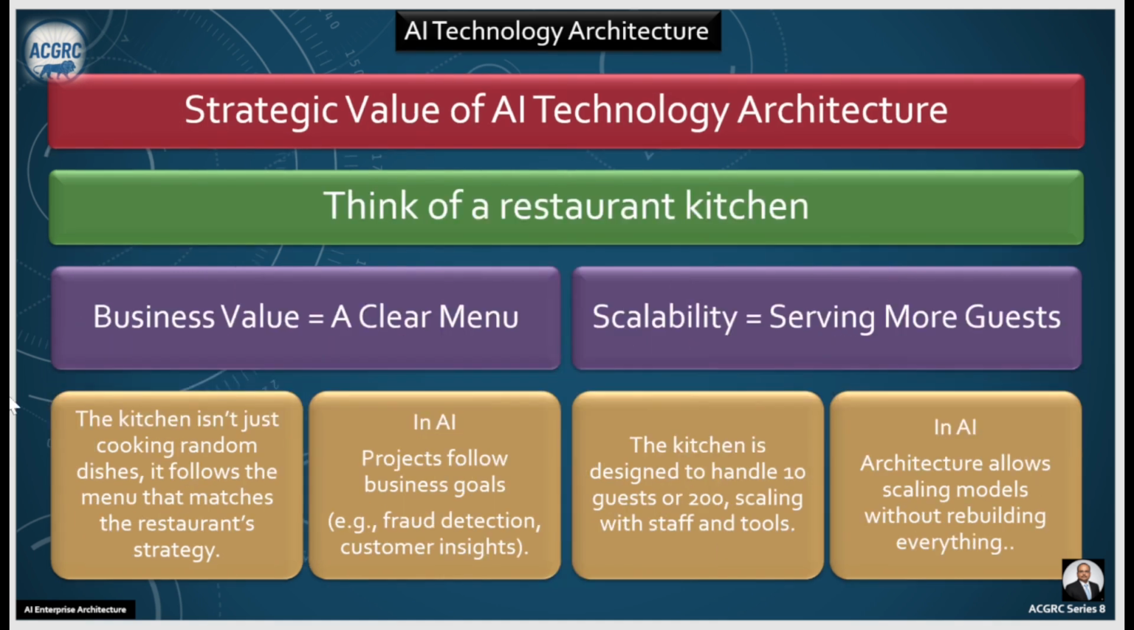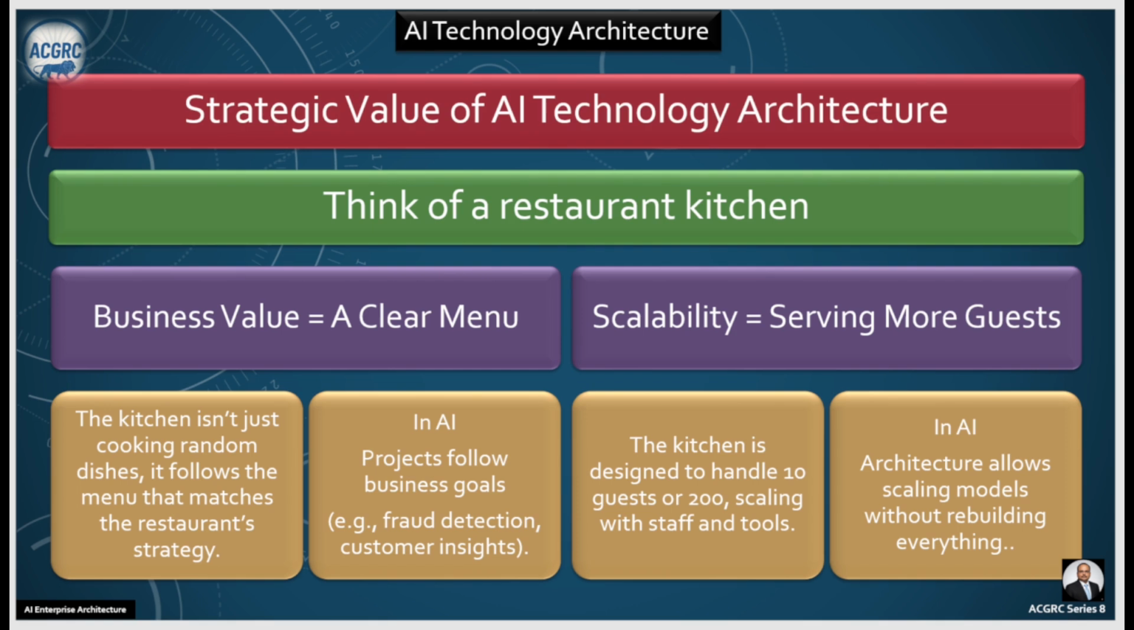If we go back to the modular kitchen as a strategic asset, the business value analogy is a clear menu. The kitchen isn't just cooking random dishes. It follows the menu that matches the restaurant's strategy. In AI, projects follow the business goals. It could be fraud detection or customer insight.